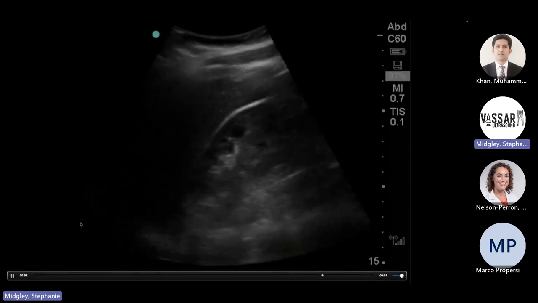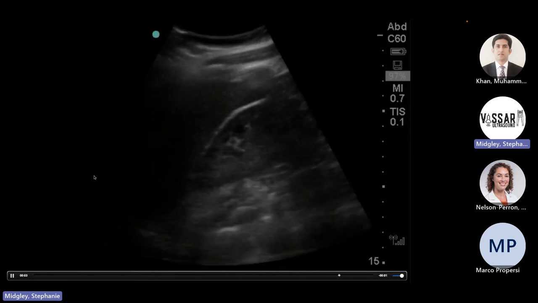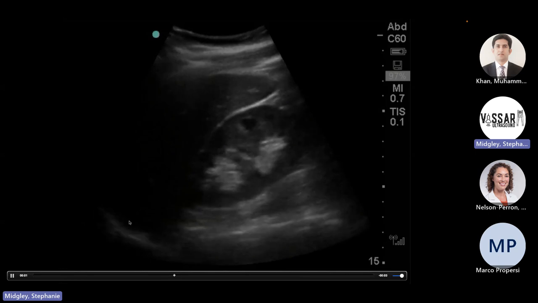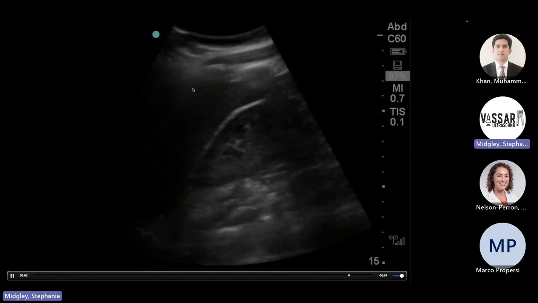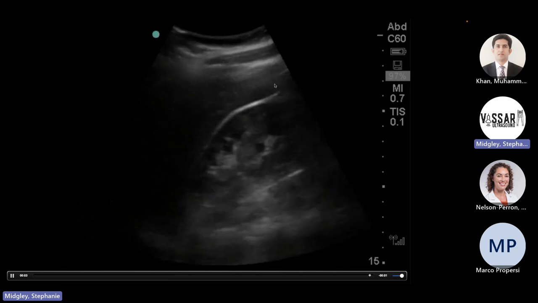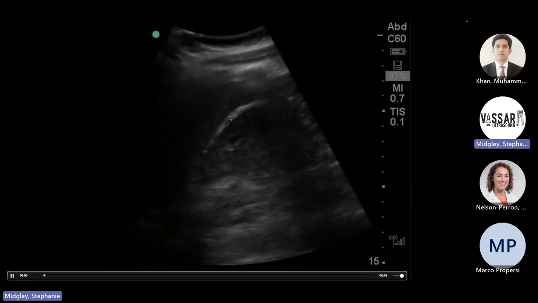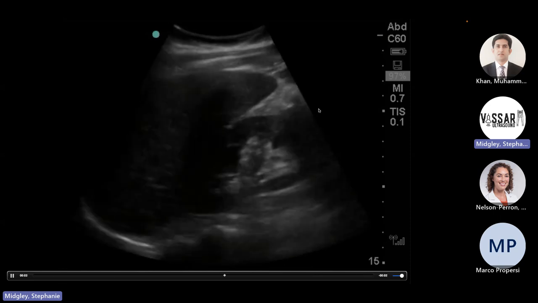So again, we look above the diaphragm. There's no spine sign, so there's nothing going on in the lung here. It's a little dark, sorry about that. Diaphragm's right there. I don't see any free fluid tracking on this superior aspect or along that inferior tip of the spleen. Nothing in between spleen and kidney, and then nothing at the inferior tip of the spleen.